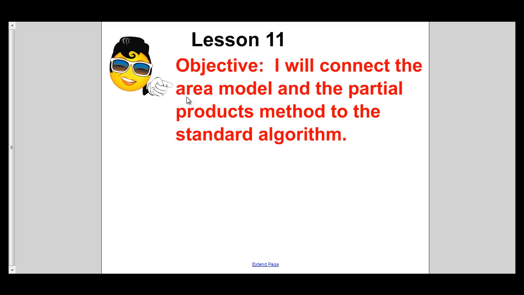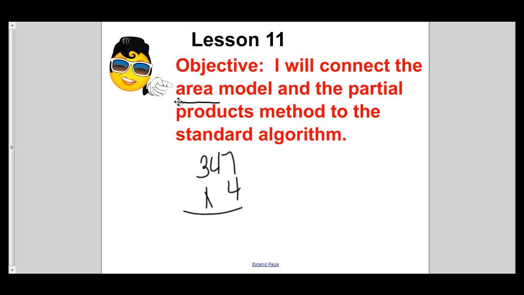In lesson 11, I will connect the area model and the partial products method to the standard algorithm. For the last few days, we've been talking about multiplying a 3- and 4-digit number times a 1-digit number using the standard algorithm. And today we're going to talk about a different strategy called the area model. We've been thinking about multiplying numbers like 347 times 4, so this would be 3-digit times 1-digit.